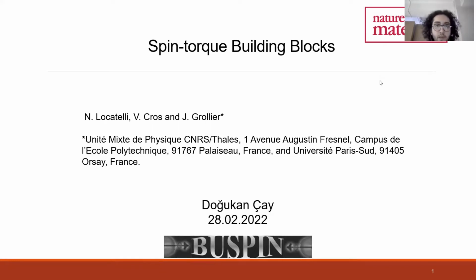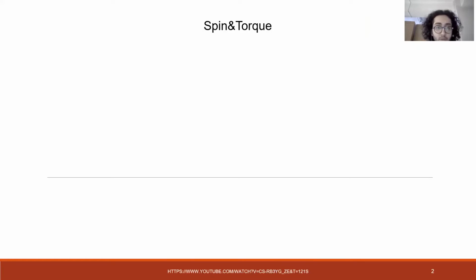Hey everyone, I'm going to present you the spin torque building blocks article from Nature Materials. Before diving into the article, I would like to go over the words "spin" and "torque" one by one.